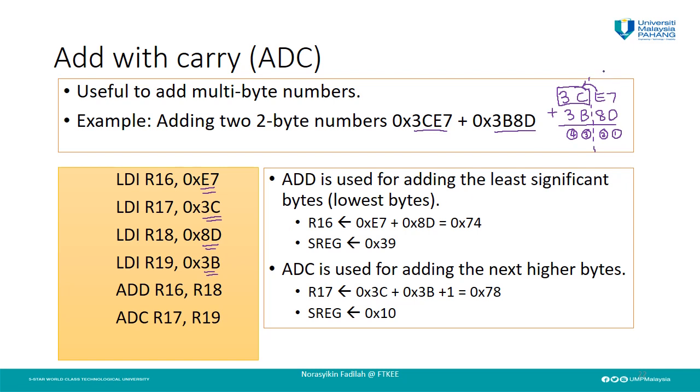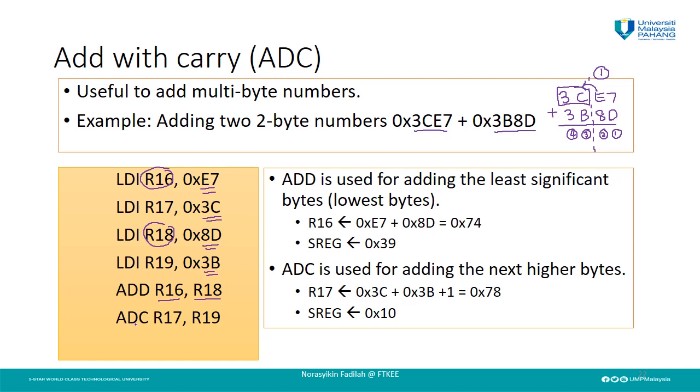So this is the lower byte, E7 and 8D. E7 is register 16 and 8D is register 18. So we use add, since for the first byte we don't have any carry to be added. So we use add R16 with R18, and then we store the result in R16. And then afterward, if there is a carry in this operation, the carry will be set to 1.